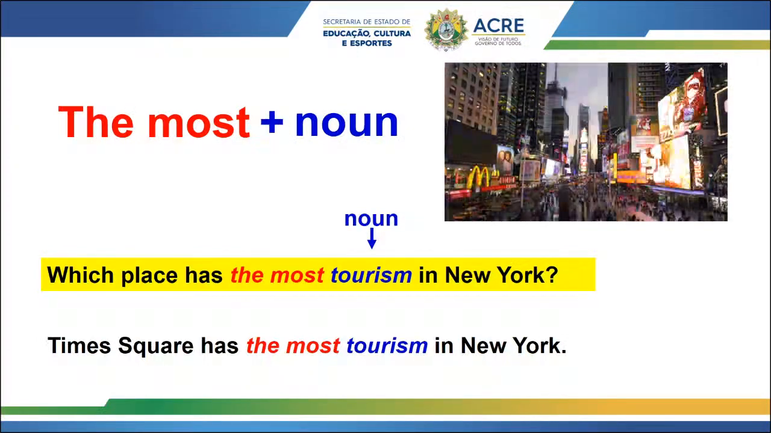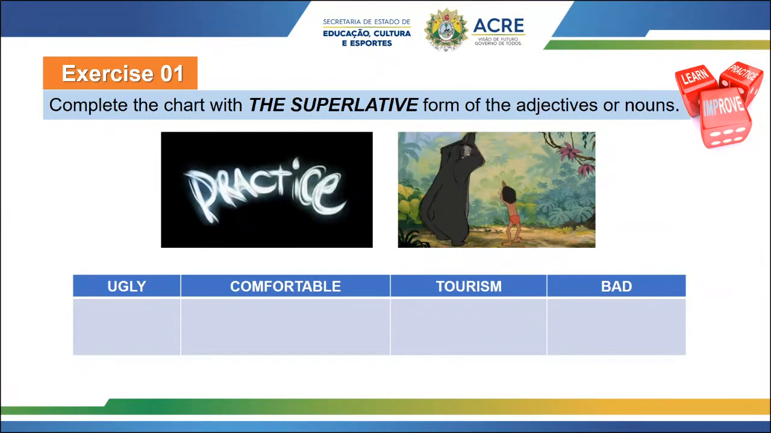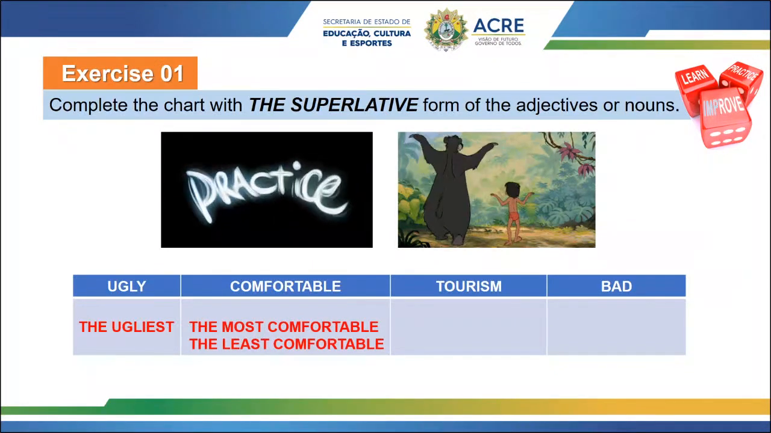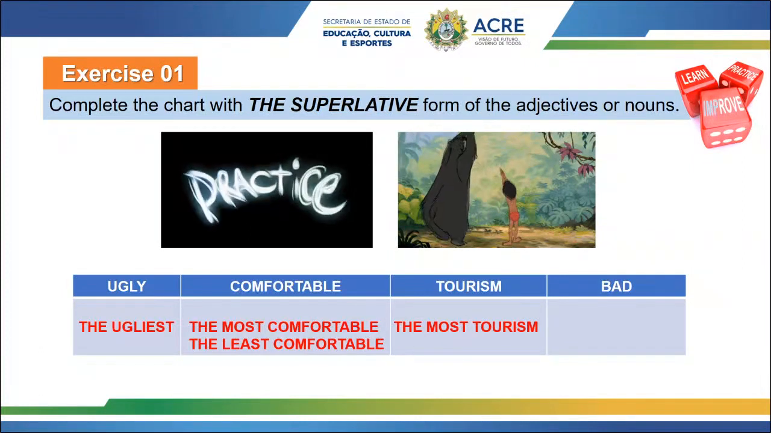Now, it's time to practice. Exercise 1. Complete the chart with the superlative form of the adjectives or nouns. Ugly? Think about it. Let's check. The ugliest. Comfortable. Think about it. Let's check. The most comfortable or the least comfortable? Tourism. Time to think. Let's check. The most tourism. Bad. Think about it. Let's check. The worst.